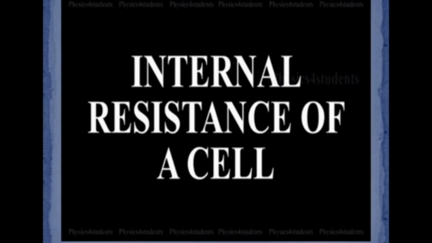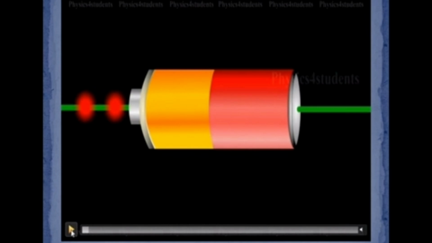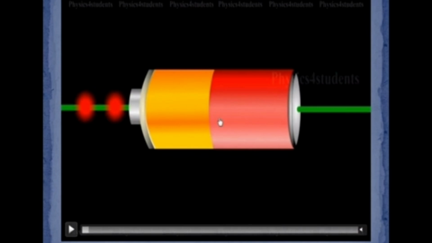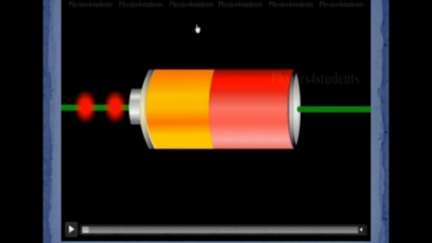So now we are going to see the determination of internal resistance of the cell. Okay. See, these are the two ends of the battery. So this is the positive terminal and this is the negative terminal. We are connecting the external circuit like this on the outer side. So current flows from the positive terminal to the negative terminal. And another thing is, the current also flows from the negative terminal to the positive terminal inside the battery.